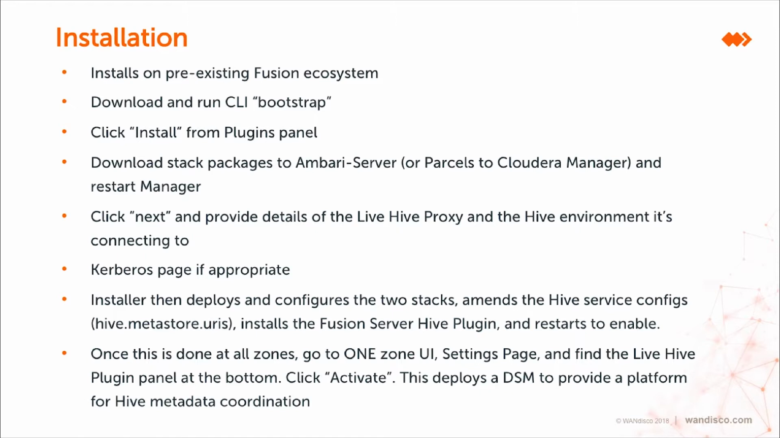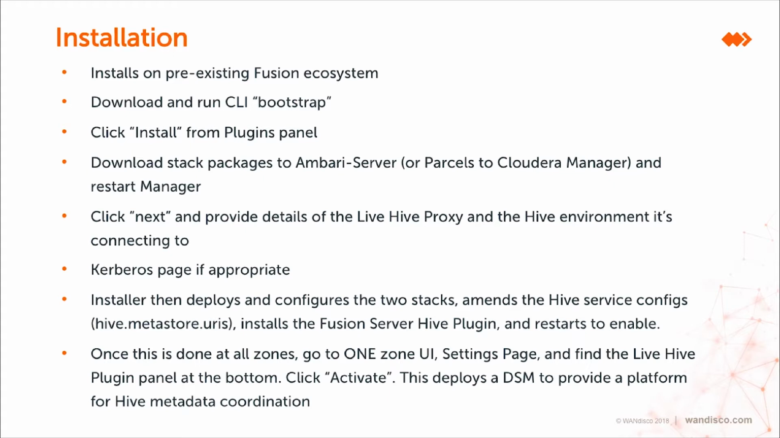The stacks are then downloaded, or the parcels if it's Cloudera, and you need to restart the manager. You can click through, and it provides the details of the Live Hive proxy and the environment it's connecting to. Kerberos can be configured here if it's installed. The installer then deploys and configures the 2 stacks, amends the Hive service configs, that's again the Hive metastore URI, and installs the Fusion Server Hive plugin, and then restarts are needed to enable.